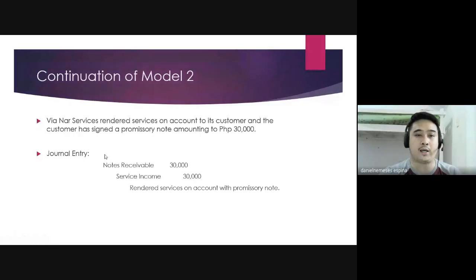So when the customer gives a promissory note, then it is a receivable. Okay? When the customer is the one who gives the promissory note. But if we, or the business, made the promissory note, it is a payable. Okay? A liability account. So journal entry: notes receivable 30,000, credit service income also 30,000. So the explanation for this transaction: rendered services on account with promissory note.